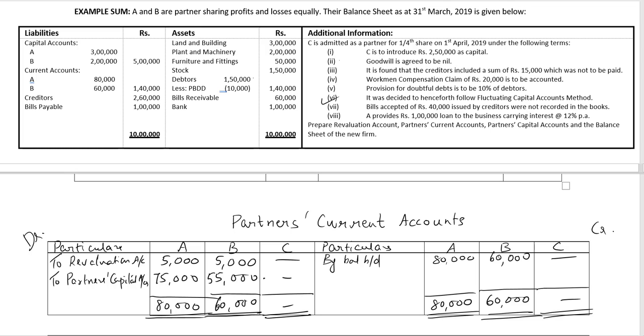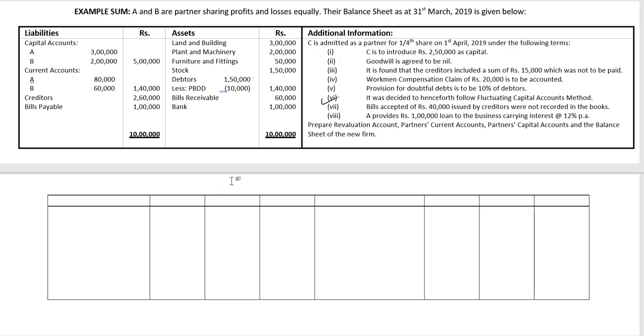Next, let's open the partner's capital accounts. Left side debit side, right side credit side. We have particulars: partner A, partner B and partner C, and again particulars: partner A, partner B and partner C.